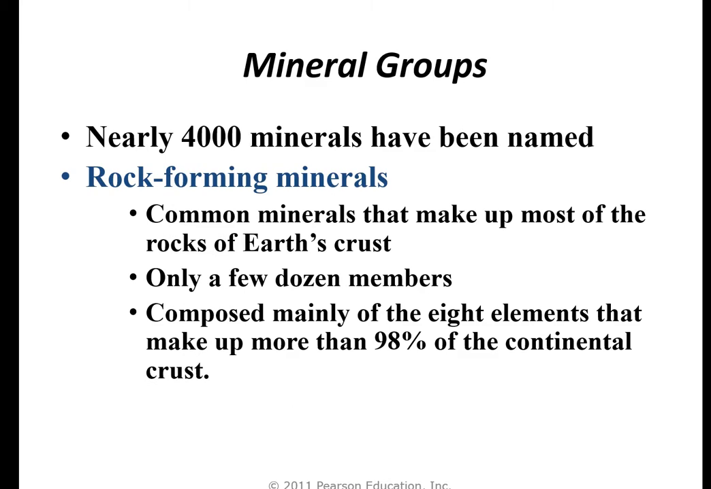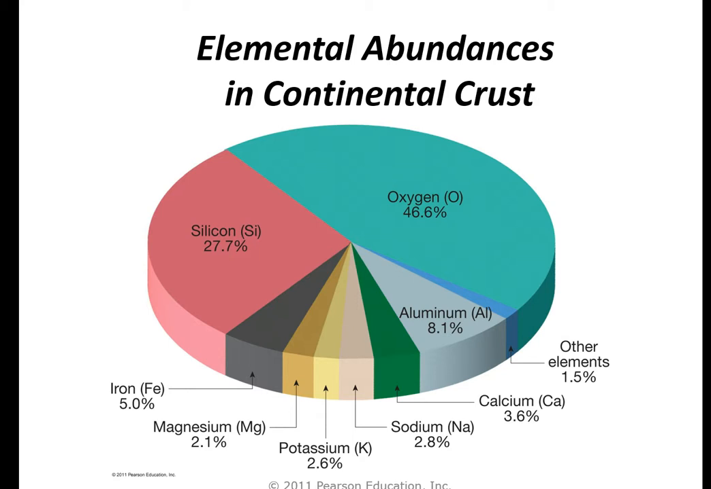Now we know of nearly 4,000 minerals have been named already. We have the rock-forming minerals that make up most of the Earth's crust, and that's only a few dozen members. Mostly composed of 8 minerals, elements, that make up more than 98% of the continental crust. So here we see our crust is mostly, believe it or not, oxygen, 46%, silicon, 27%, and then we have a variety of others that are just a few percentage points: iron, magnesium, potassium, sodium, calcium, aluminum, and other elements.